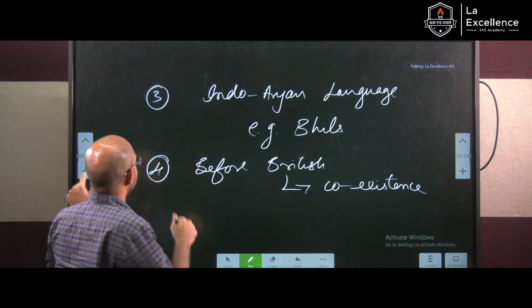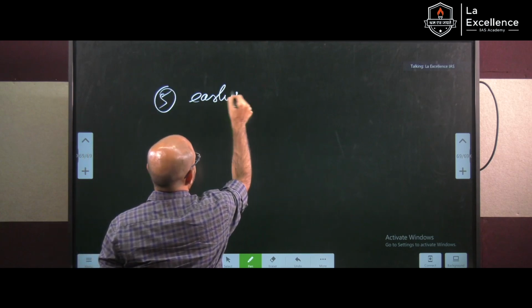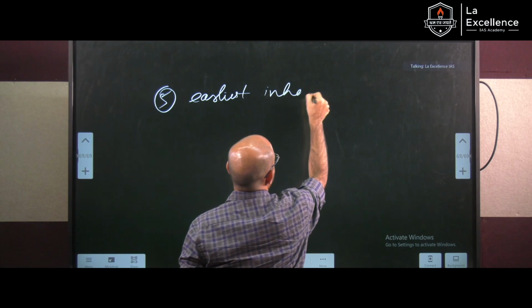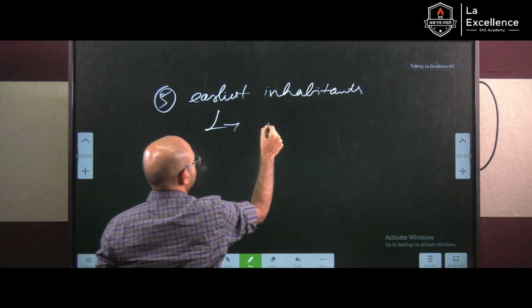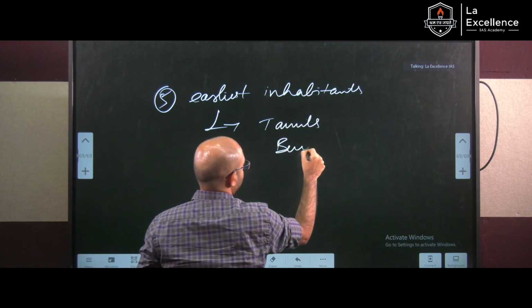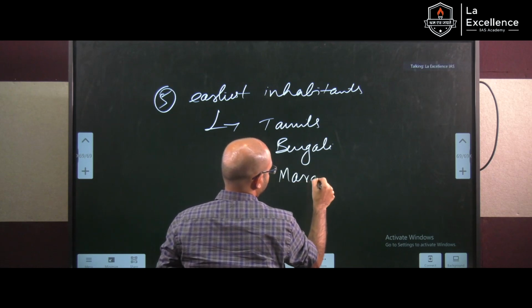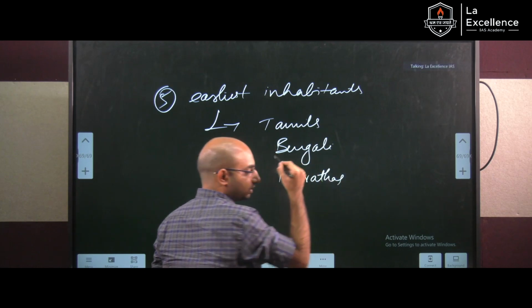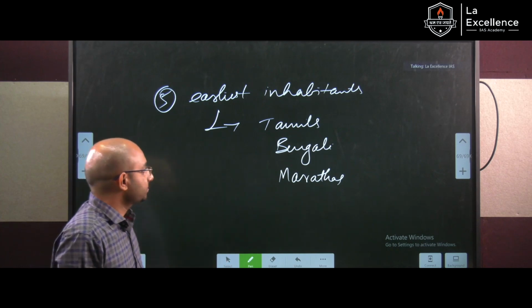And if you go by indigenous, if you go by criteria like earliest inhabitants, then what happens? Tamils are the earliest inhabitants of where they live. Bengalis are the earliest inhabitants of where they live. Marathas are the earliest inhabitants of where they live. Should we also call them indigenous people? So this is the problem.